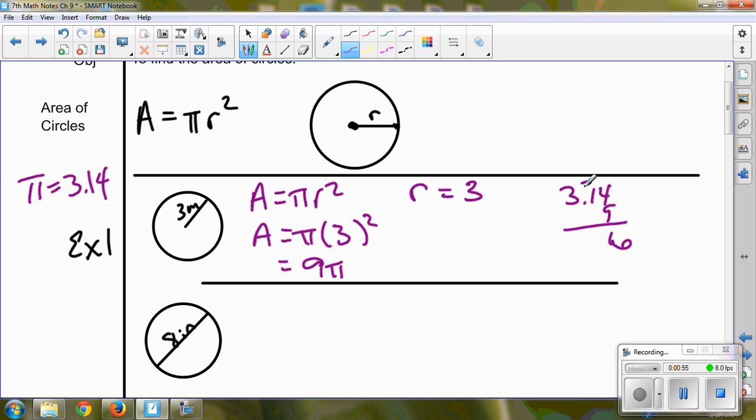6, 27, 28, two decimal places, so we have 2 here. So area will equal 28.26 square meters. It said to the nearest tenth, so that means I need to look at the 6 and round this 2 to a 3, so I'll get 28.3 square meters as my answer.